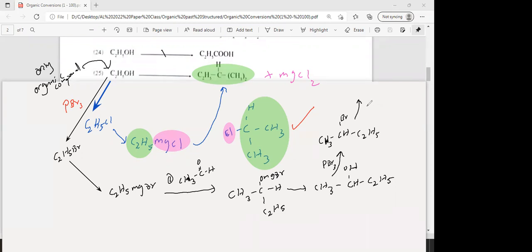What else you can add? CH3Br and CH3MgBr. CH3MgBr plus H2O, then you get it, right? CH3MgBr, you can add. This way also you can do it.